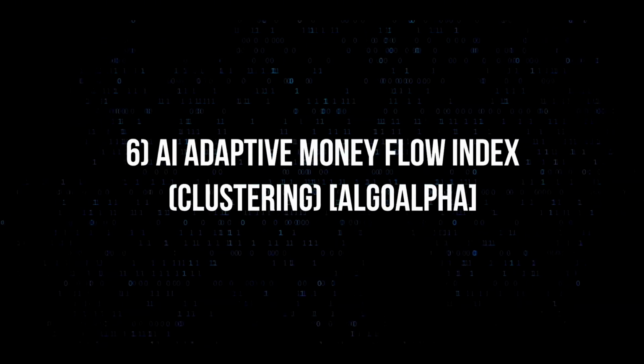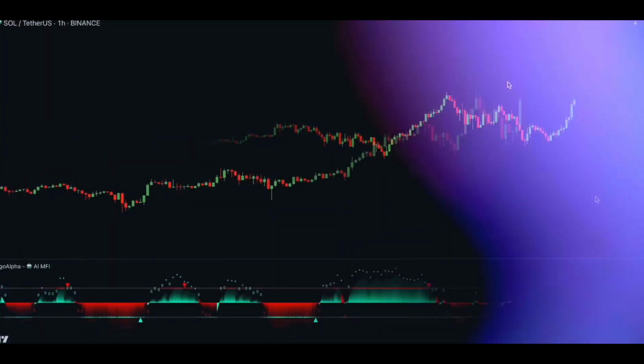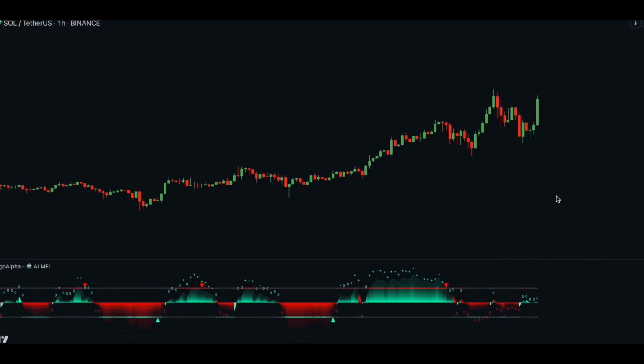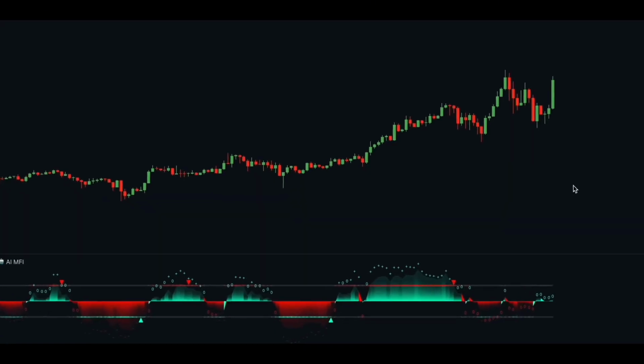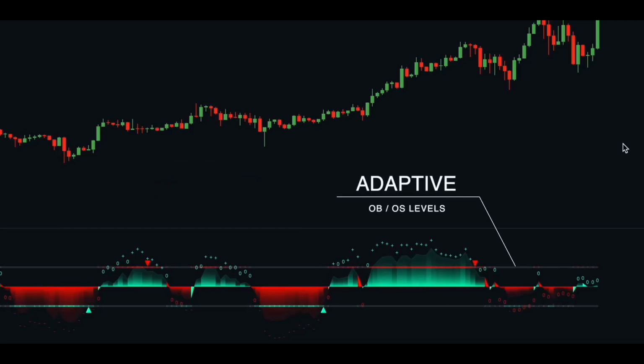The indicator number 6 is called AI Adaptive Money Flow Index by Algo Alpha. Developed with the cutting-edge power of machine learning, this indicator is designed to revolutionize the way you view market dynamics. With its unique blend of traditional money flow index analysis and advanced k-means clustering, it adapts to market conditions better than traditional RSI, stochastic, or money flow index.